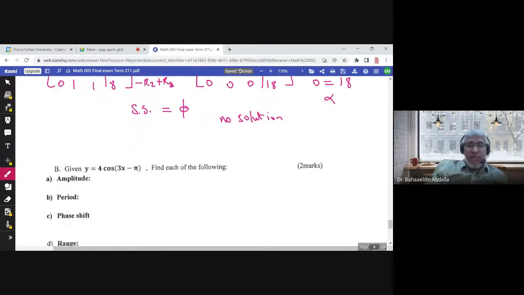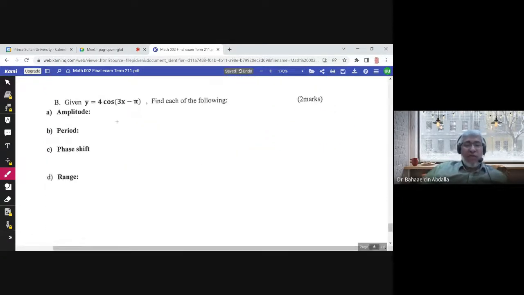All right. Given y equals 4 cosine of 3x minus pi, find each of the following: amplitude, period, phase shift, range. Okay, this is part of graphs of sine and cosine in section 5.5. Amplitude, we know that amplitude is the absolute value of 4, so it's 4. Period is 2 pi over b, and b here is 3, the coefficient of x. So the period is 2 pi over 3.